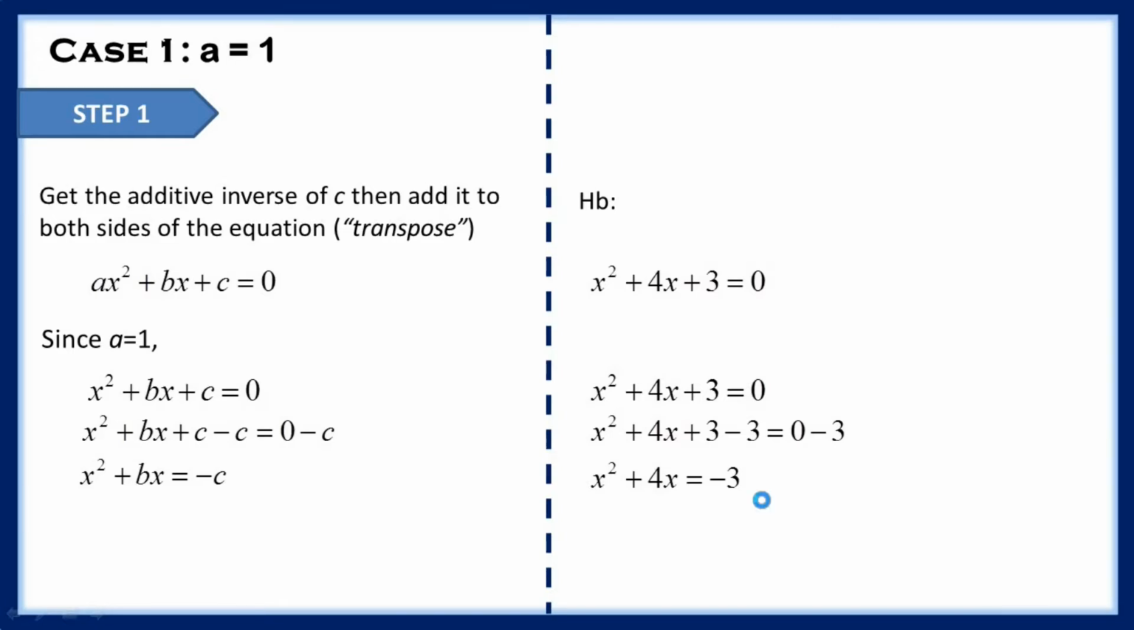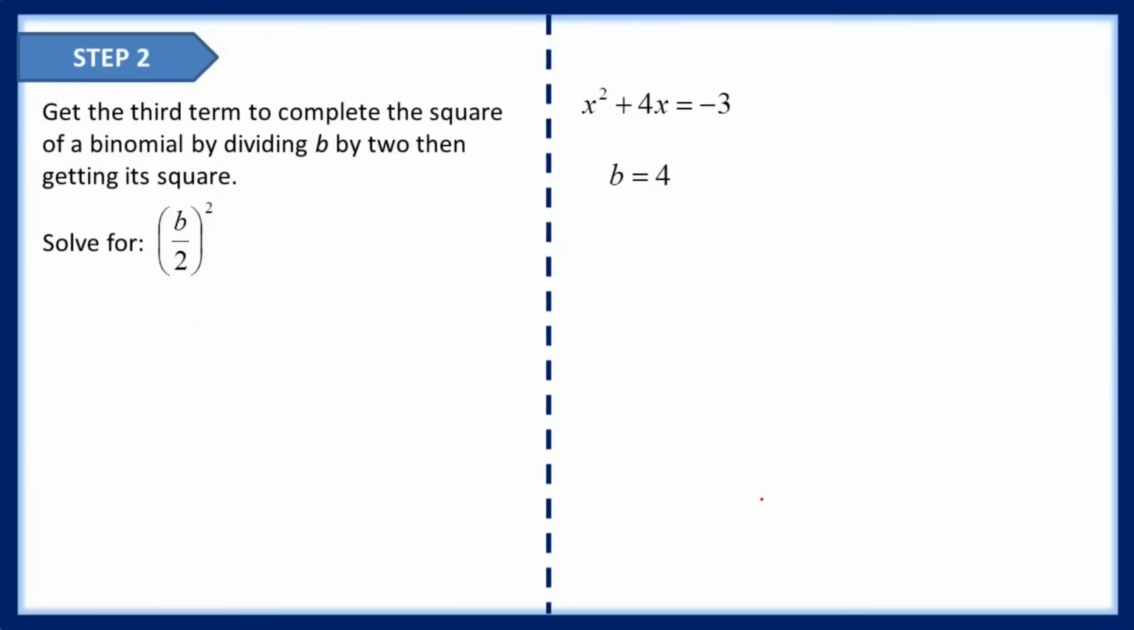For our next step, kunin natin yung third term ng ating square of a binomial by dividing b. Yung b naman natin is the second constant of our quadratic equation, yung kapartner ni x. In this case, eto siya, 4x, our b is this constant 4. Then, we have to solve for b over 2 squared. Ibig sabihin, itong b natin na 4, i-divide natin kay 2, and then we will be getting its square. To do that, this is b over 2 squared.